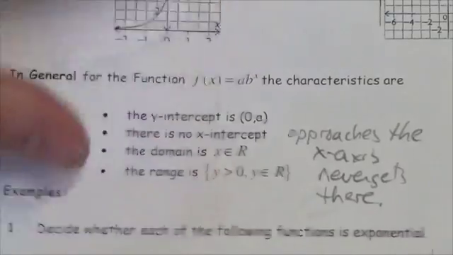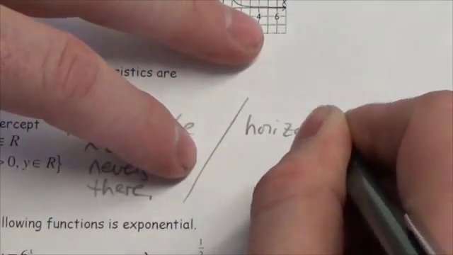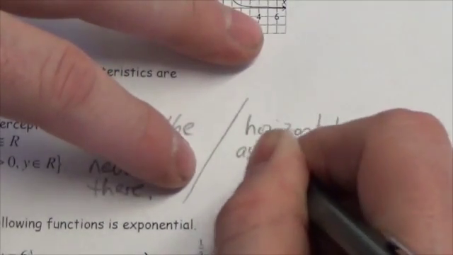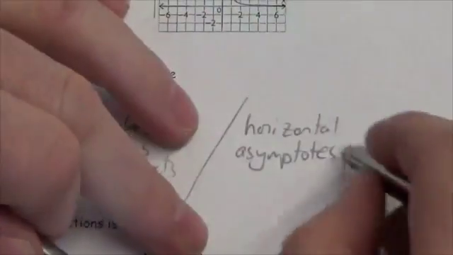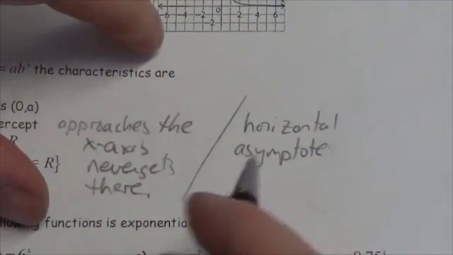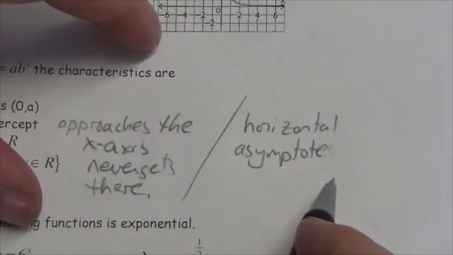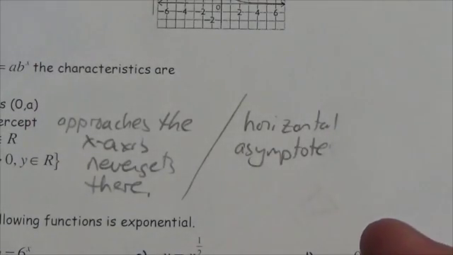Now we call that horizontal line, the x-axis, a horizontal asymptote. That horizontal asymptote is a line that the graph approaches, but never actually gets there, never becomes the line.